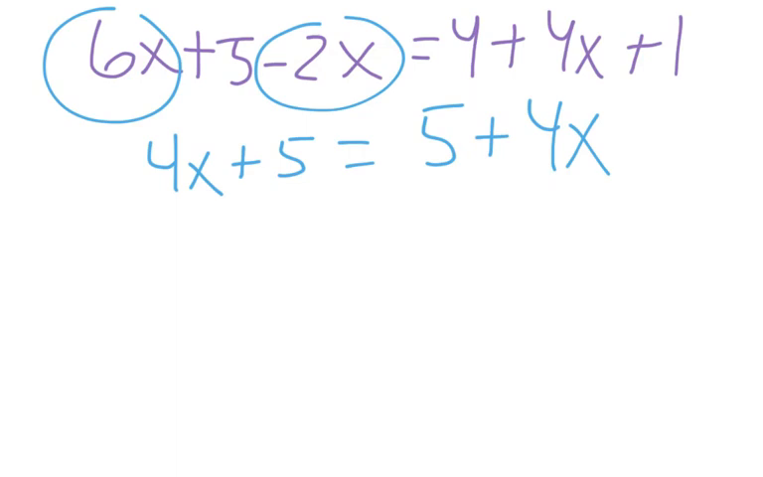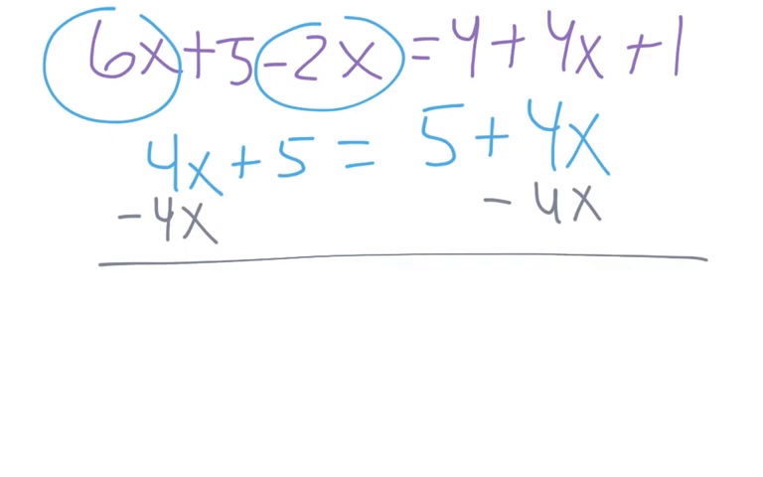Okay, next step, get all your variables on one side. So once again, I have this positive 4x. I can get that gone from the left-hand side if I subtract 4x, and make sure you do the same thing to the other side. We always want to make sure that we're showing that. 4x minus 4x is 0. Again, that's why it cancels out. And we are left with 5. Bring down the 5 on the right. 4x minus 4x is 0.